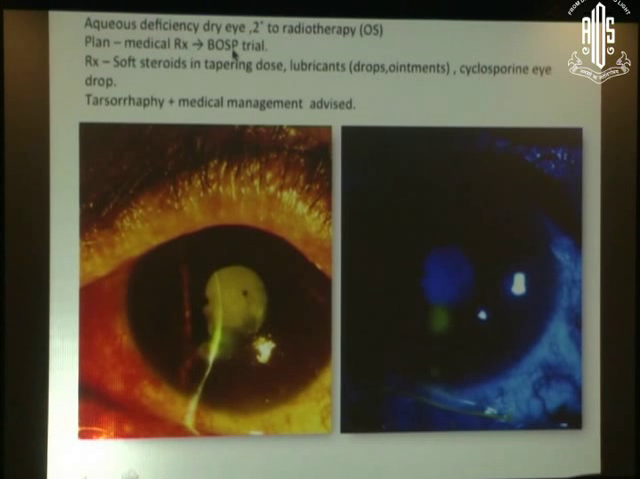This is the scleral lens with an aqueous reservoir, which helps to protect the surface a lot. Some soft steroids in a tapering dose, lubricants. And he did well down the line. He's still with us. We've done cataract surgery. He's seeing well, but the eye remains dry.